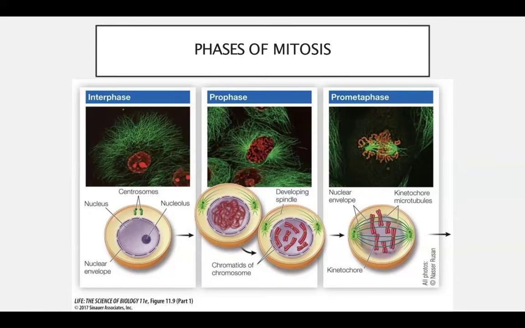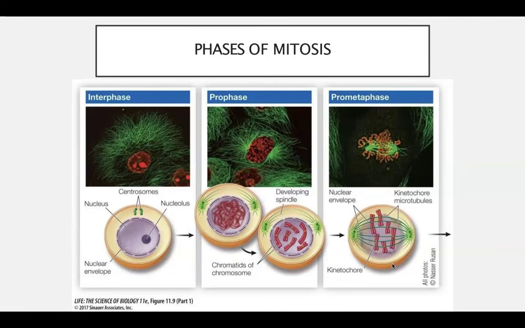During prometaphase, the nuclear envelope, which was holding the DNA, starts to break down, and your kinetochore microtubules start to appear. They connect your kinetochores to the opposite poles of the cell. And then your chromosomes are gradually pushed together towards the equatorial plate.